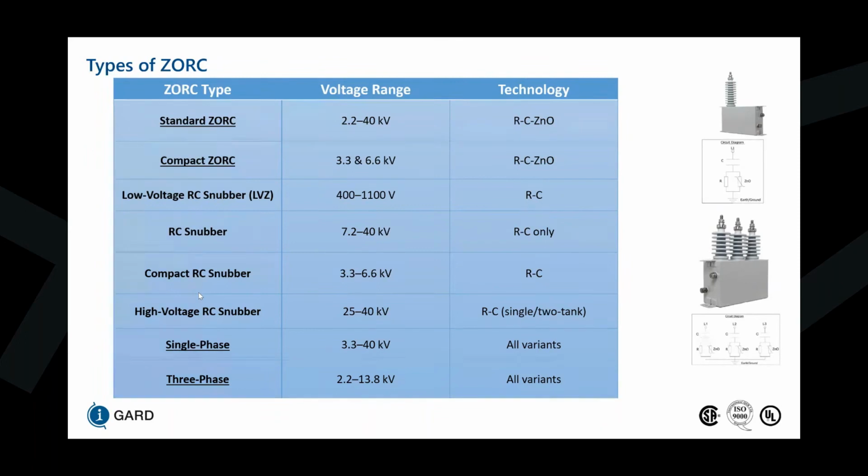We have compact variants between 3.3 to 6.6 kV, but we're hoping to get more compact units out on higher kV levels, but we're still working on it. We have high voltage RC snubbers between 25 to 40 kV, and that would be basically the summation of our offerings.